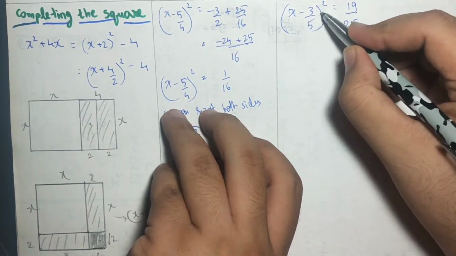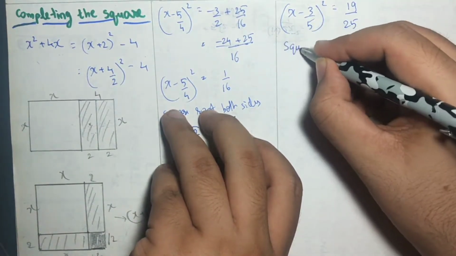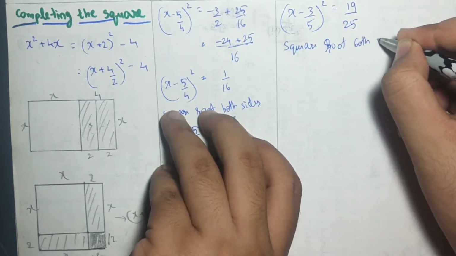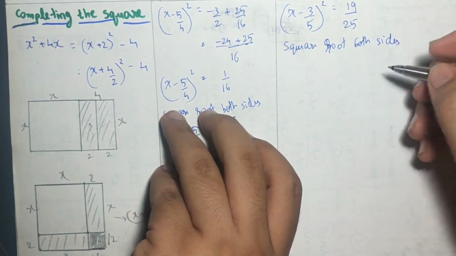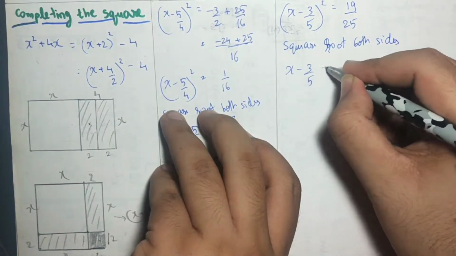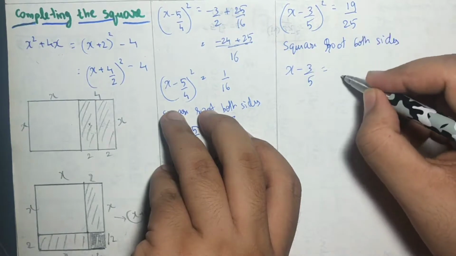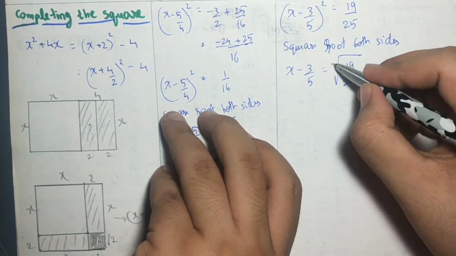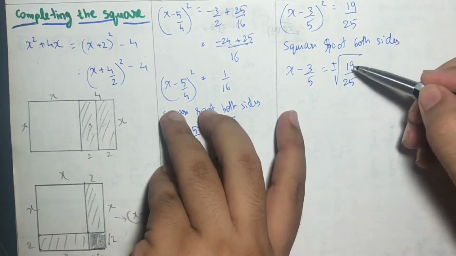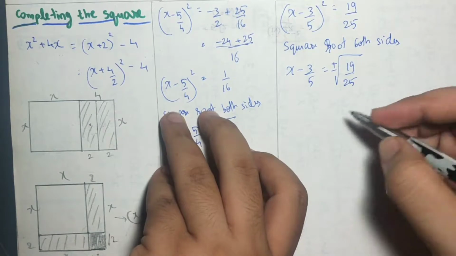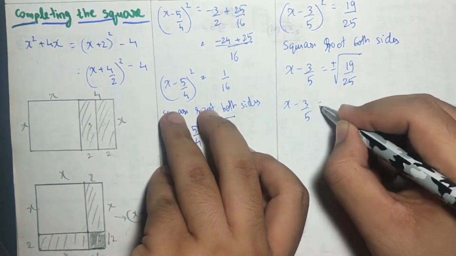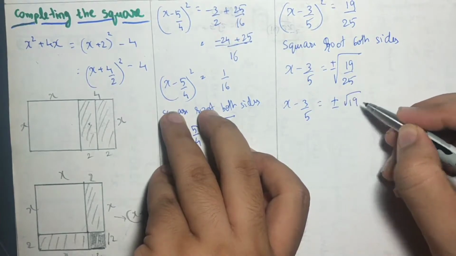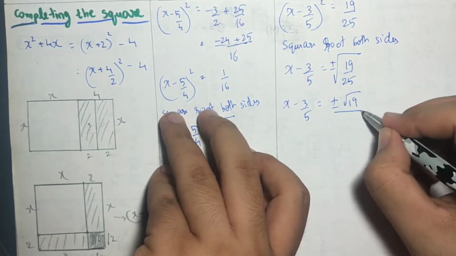To find x, I have to square root this left hand side. So square root both sides. Square root both the sides. So this will become x minus 3 by 5 and the right hand side will become under root of 19 by 25, and if I am taking under root, don't forget to write plus and minus. Write plus minus under root 19 by 25. This will be x minus 3 by 5 equals to plus minus. 19 is a prime number. So square root remain root 19. It's a non-perfect square. But denominator is 25.